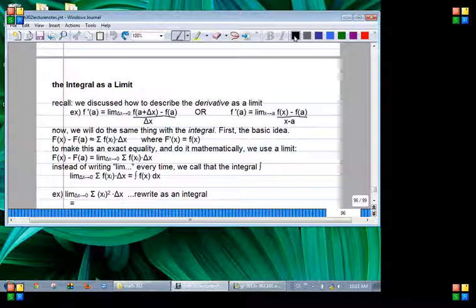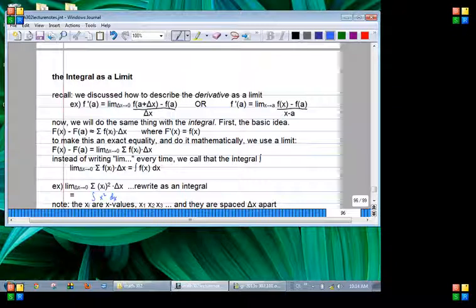So for example, we can do something like this. Here's a limit expression, but we can rewrite this as an integral. So what integral is this? It's the integral of x squared dx. Okay. So the limit as delta x goes to 0 of the sum of xi squared times delta x. You can almost just see the symbols pass from one thing to another. The sum becomes an integral, xi squared is just the function x squared, and delta x in the limit becomes dx. So this is relatively straightforward to do in this way.